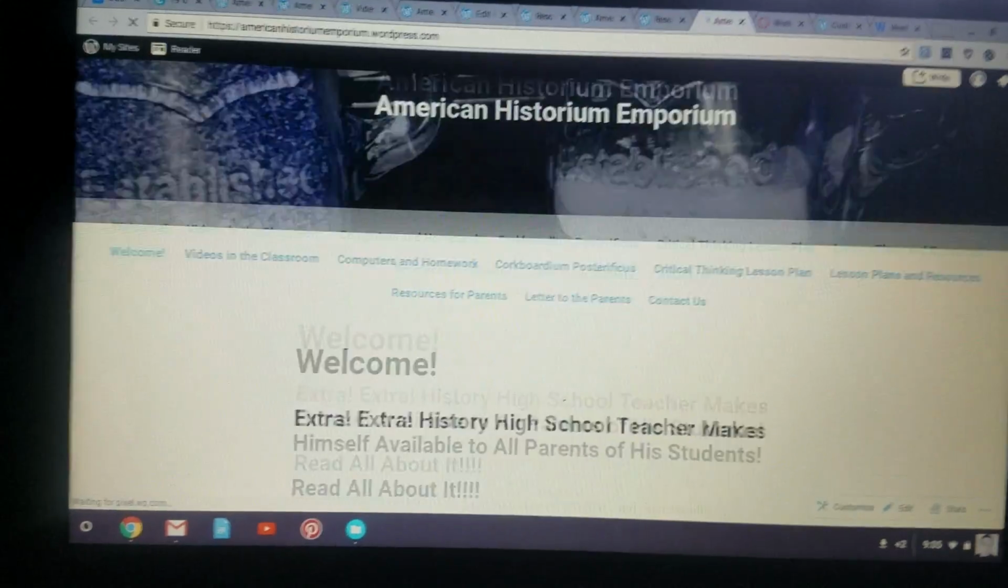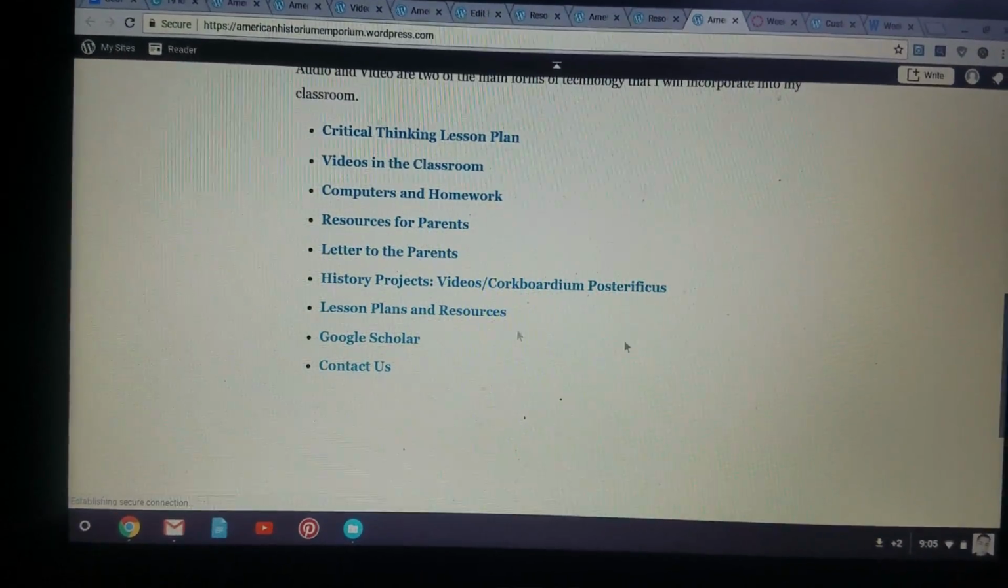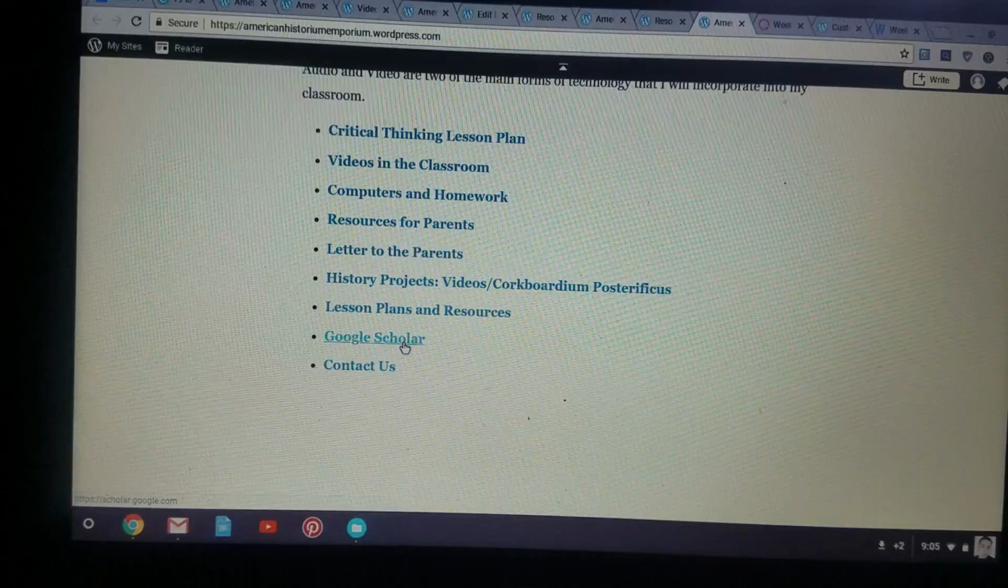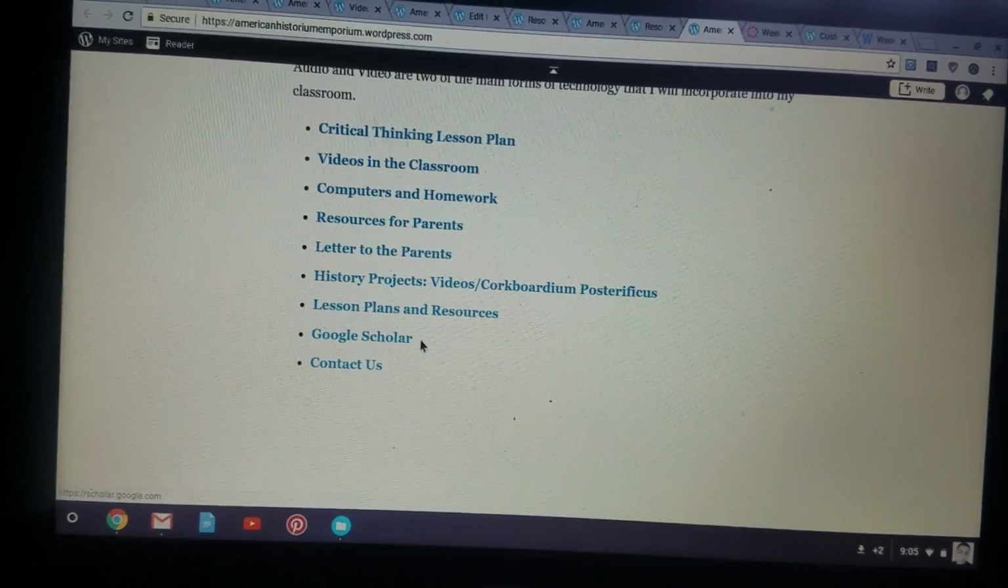Then I also have a link to Google Scholar, so students can utilize that as a resource. I have Google Scholar right here, and I would instruct them on how to use that.